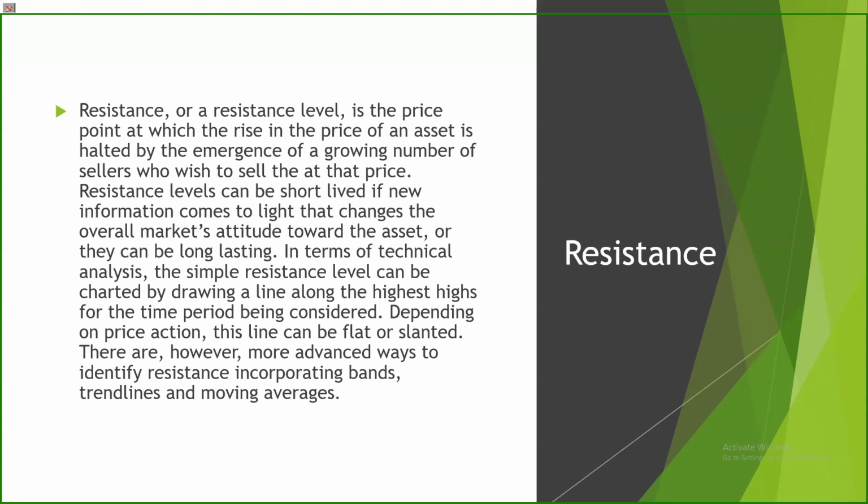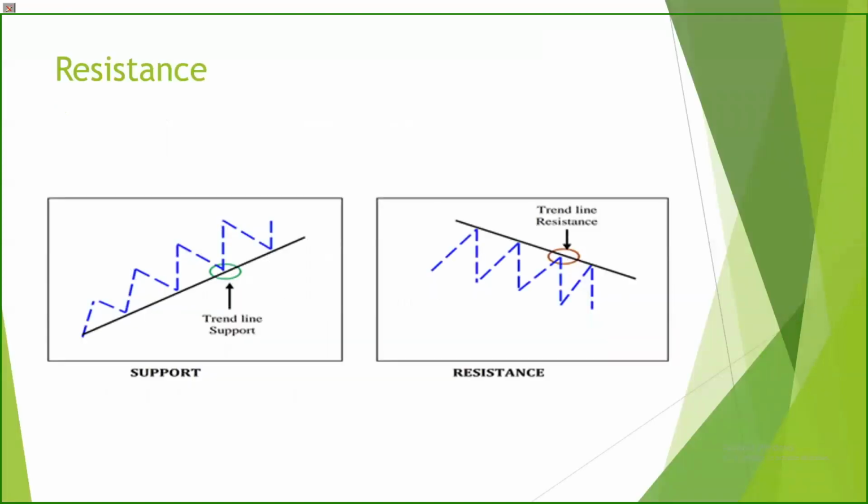In terms of technical analysis, the simple resistance lines can be charted by drawing a line along the highest of the highs for the time period being considered, right? Depending on the price action, this could be flat or slanted. There are, however, more advanced ways of identifying resistance that incorporate bands, trend lines, and moving averages, right? So, same exact thing I showed you guys before. When we have support, we could be on a flat line or we could be on an uptrend, right? Or resistance is going to be showing us every time we come up to a point, it gets rejected. And this would be a downtrend. Obviously, this trend line shows that we have resistance.